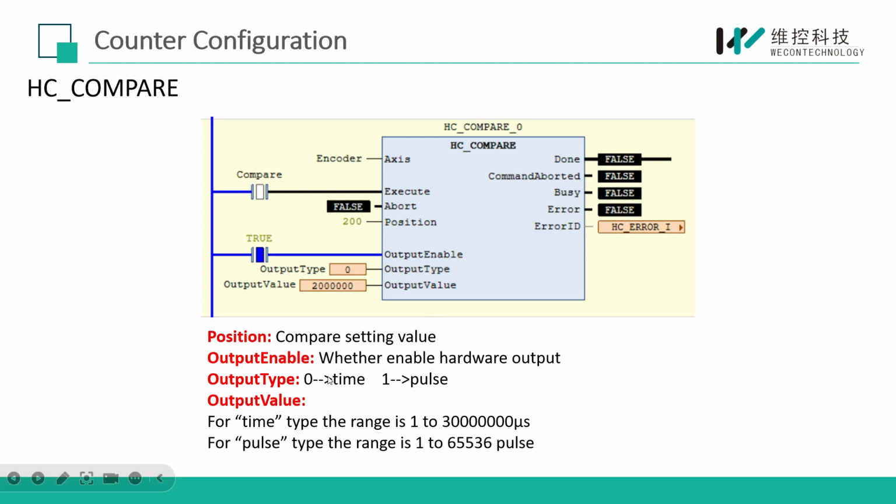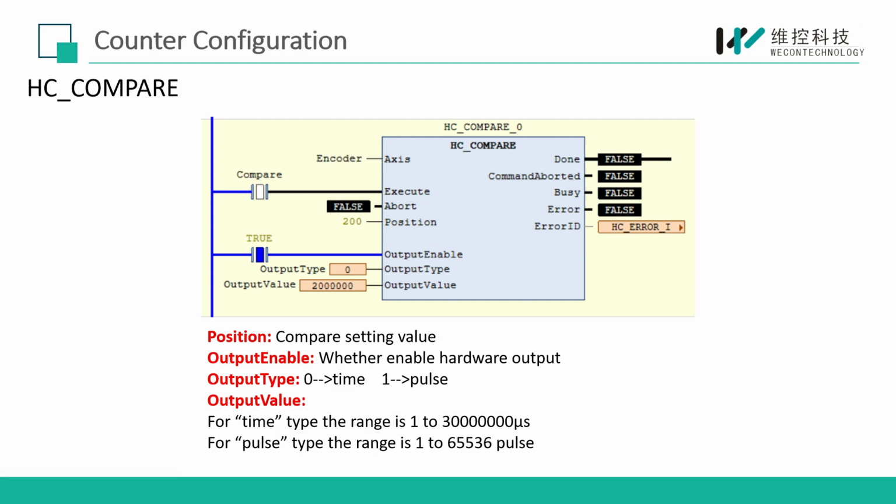So every time the counting value achieves this compare setting value, our PLC will give an output signal on the terminal. And for output type and output value, here we have two types: time and pulse. So it means we can set, for example, to output a 2 second signal or a 10 second signal. This is for time.